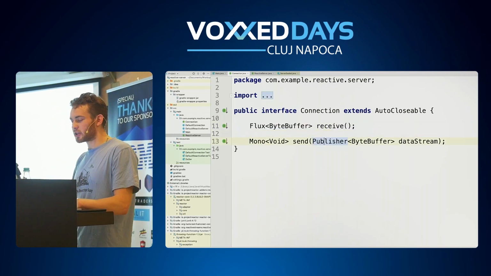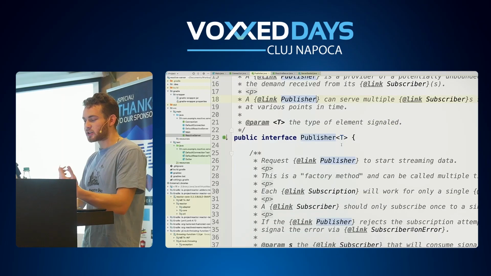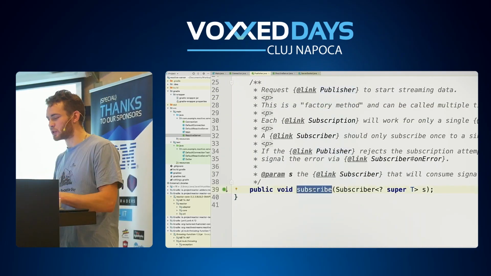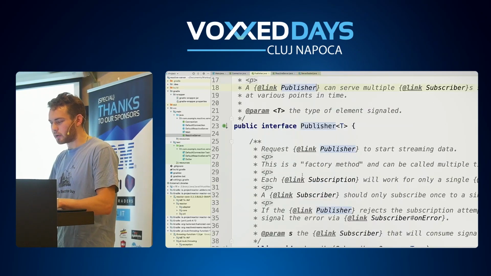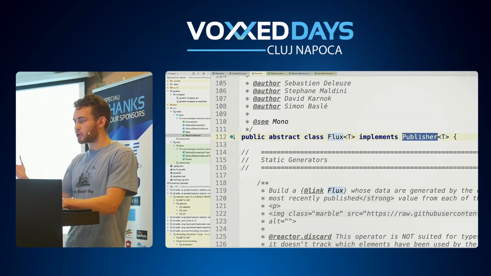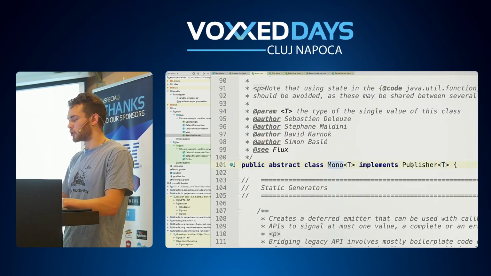The third one is Publisher. Publisher is a part of the Reactive Streams specification. So it's a class which just has one method, subscribe, which allows us to subscribe to the stream. And Flux and Mono extend Publisher. So you can see that this is a part of Reactive Streams. Mono does the same, Publisher.